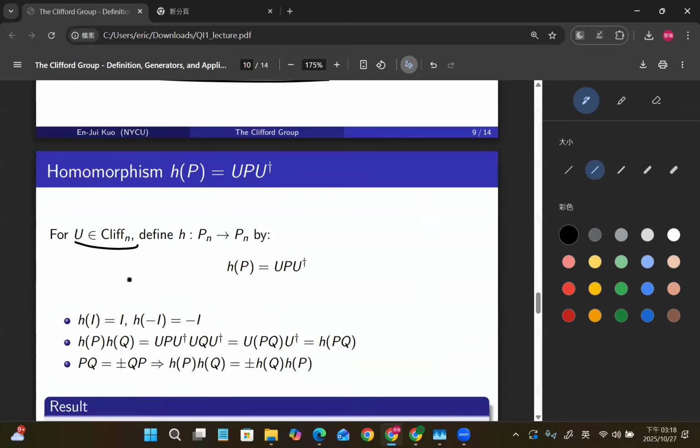Okay, so let U be an element in the Clifford group. One can define a homomorphism H from the Pauli group to the Pauli group. You can map Pauli to Pauli by H acting on P as U P U dagger. So basically, it's a conjugation map, and identity to identity, minus identity to minus identity. And you can see that H(P) times H(Q) is U P U dagger U Q U dagger, right? So these two will cancel. Okay, U P Q U dagger, which is H(PQ). So this is why H is a homomorphism, because it maps PQ to H(P) times H(Q).